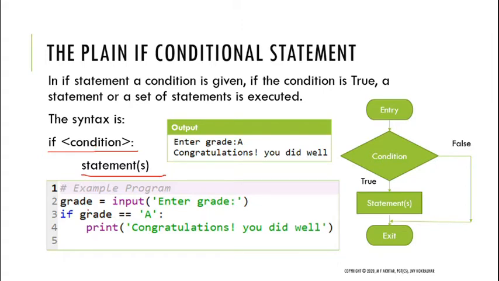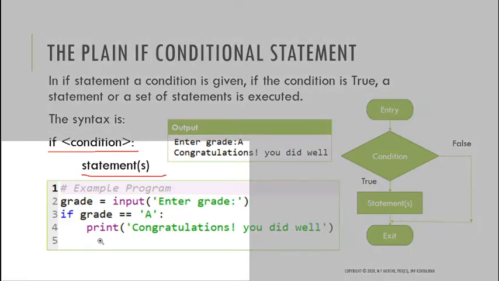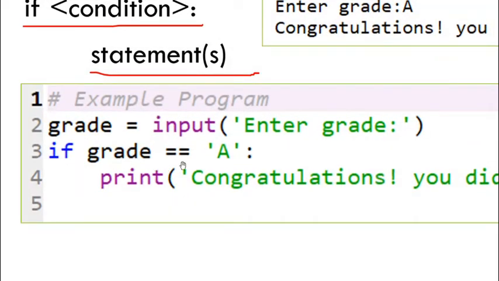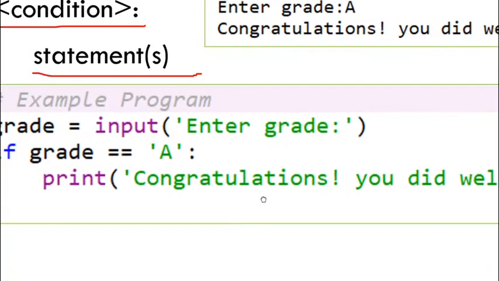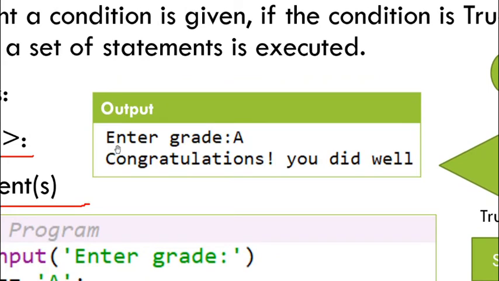Now see the example. Here is the example program: grade equals input, enter grade, then if grade equals A. Here we have input grade, and here we have put the condition. What condition is there? Grade equals A means if the grade is A, then it will print this statement. What is the statement? Congratulations, you did well. Now see the output here. The program is run, and it asks to enter grade, and we have input the value A. Now it fulfills the condition that the grade should be A, then it will display congratulations, you did well.